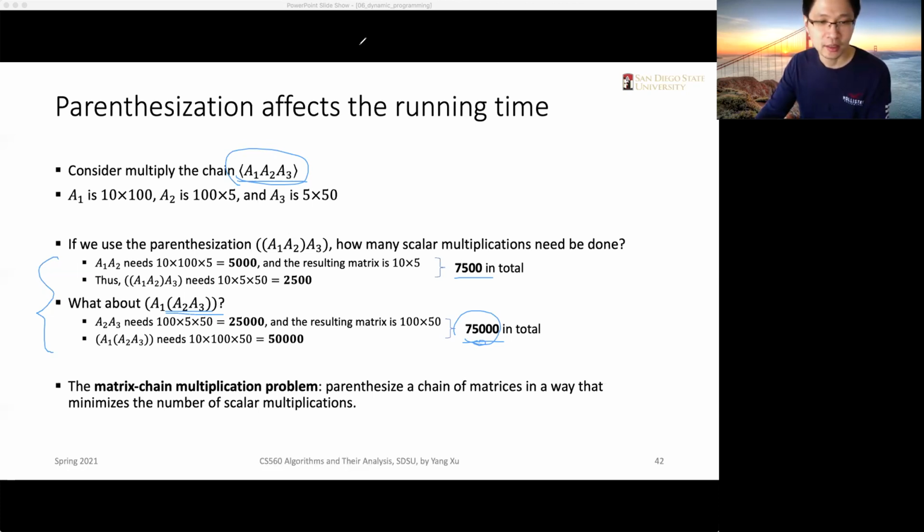Now the problem is a serious one. If we have longer chains of multiplications needed, then we better find the best way of putting parentheses among these matrices being multiplied.